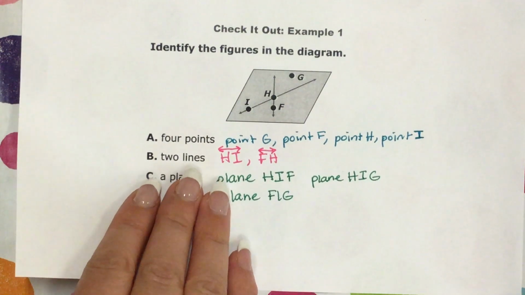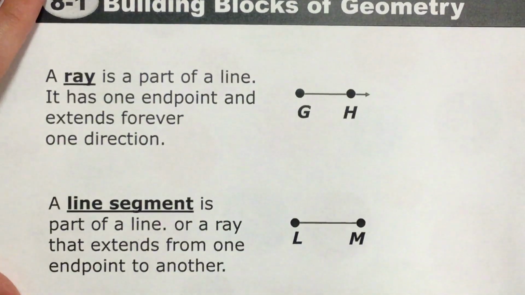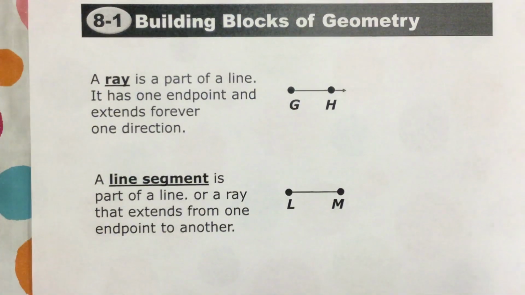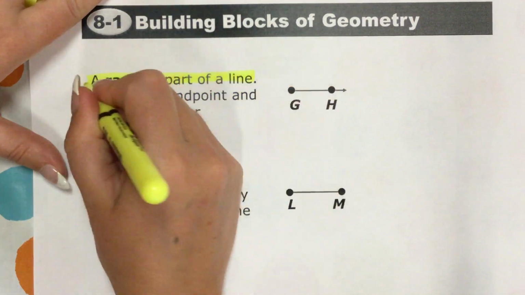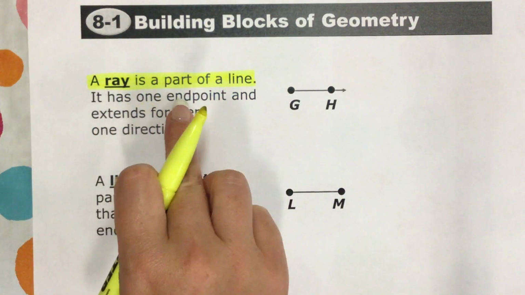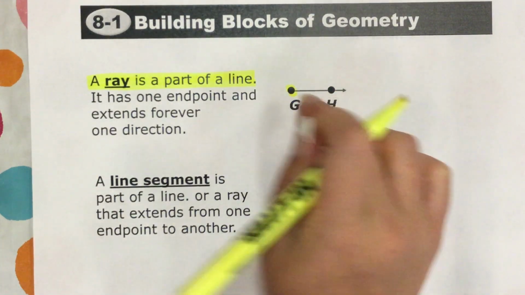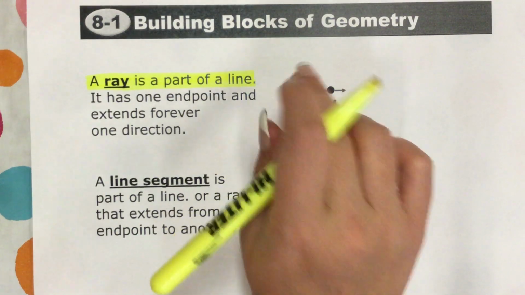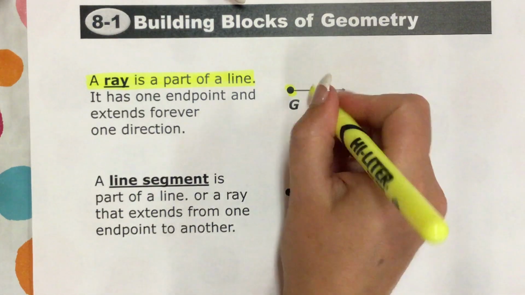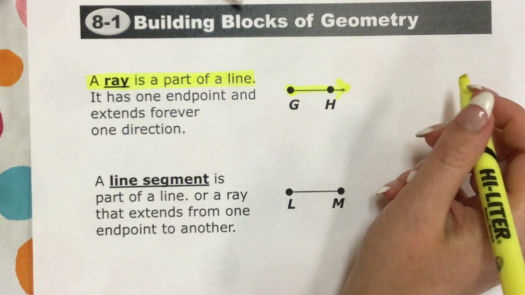The next thing we're going to talk about is a ray. Now, a ray is actually a part of a line. Not a whole line, it's a part of a line, okay? It has one endpoint. So you see here, it's an endpoint here. That means the line does not go forever. It stops there, or this is where it starts. So it has one endpoint and then extends forever in one direction, which would be this way, like that. So there is our ray, okay?